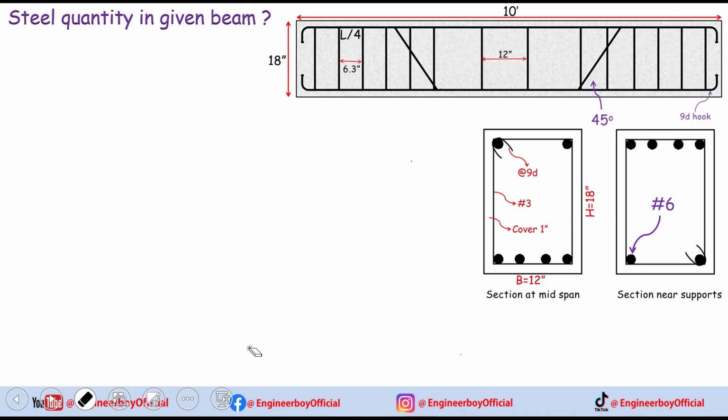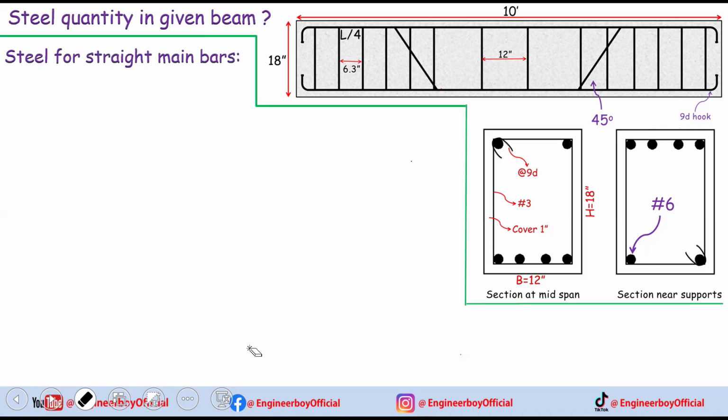Okay, I mean, the overall length. We have actually different types of steel. You can say the stirrups, which are the rings, and then we have the main bars, which are actually the straight bars. And two bent up bars are also included over there. So the straight main bars are actually four in number because two are bent off. It means we have only four.